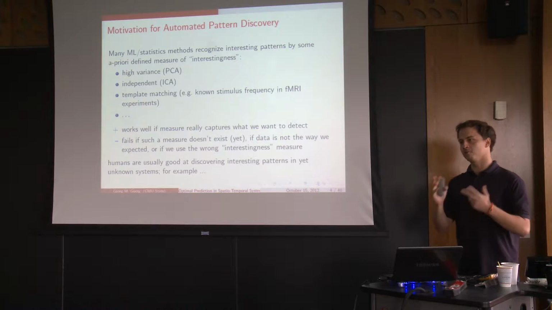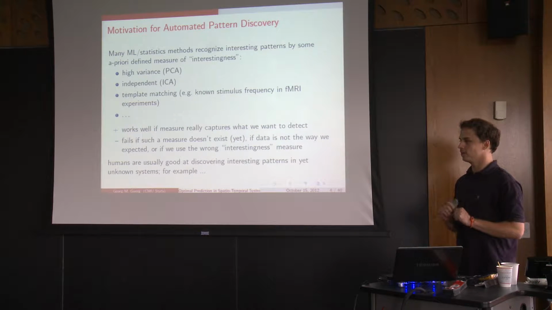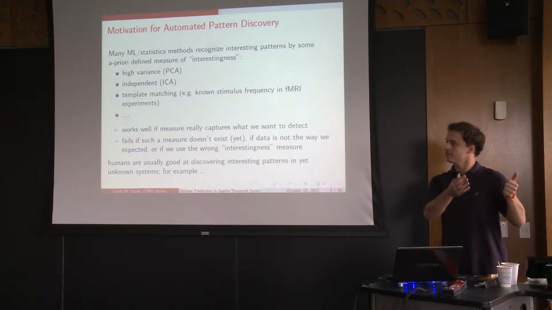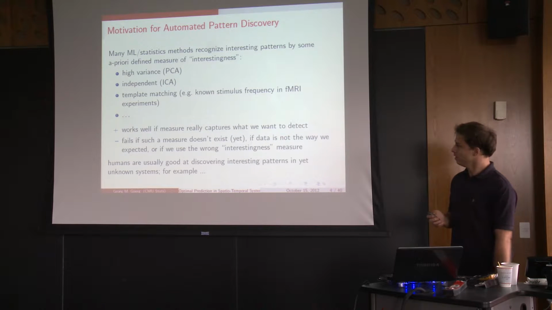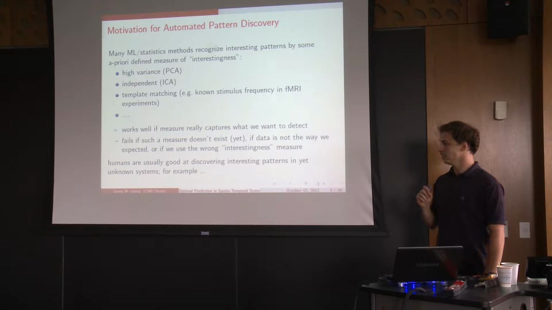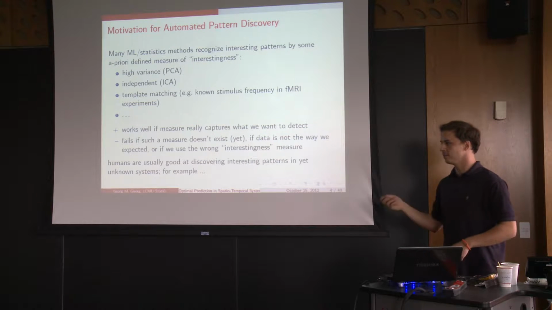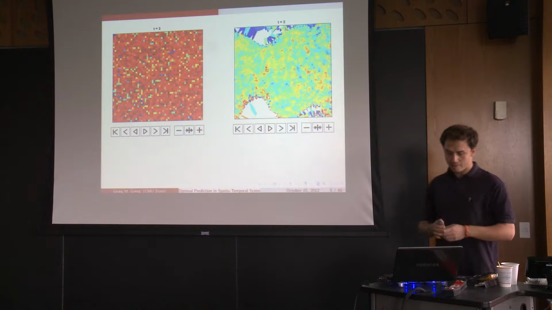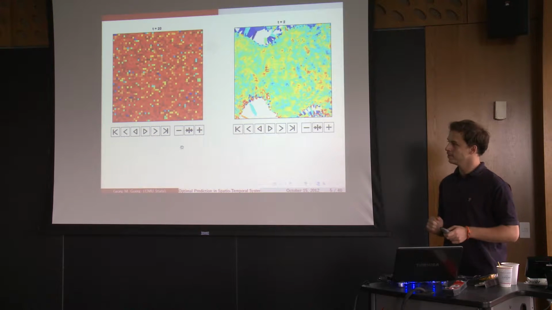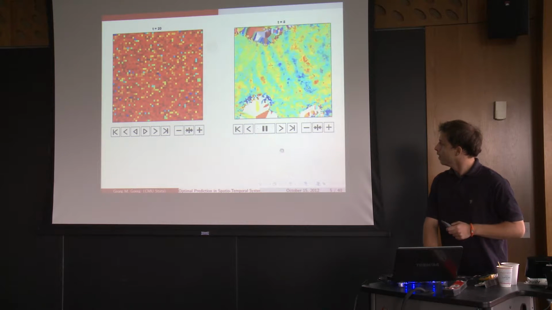It doesn't work if the data is not the way you expected it to be. And it doesn't work if you use the wrong interestingness measure. But who tells me that high variance is really the interesting part? It's the high variance part, but it's not necessarily interesting. However, when we look at some spatial temporal system, nobody gives us an interestingness measure. We just look at it and we see, oh, this is interesting, this is not interesting. For example, if I show you two spatial temporal systems, here's one of them. Okay. And here's another one.